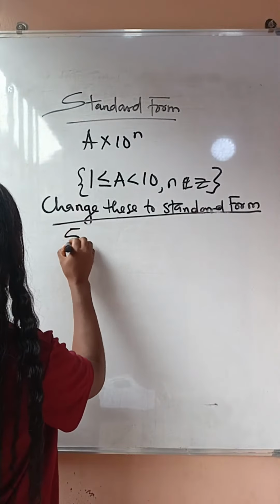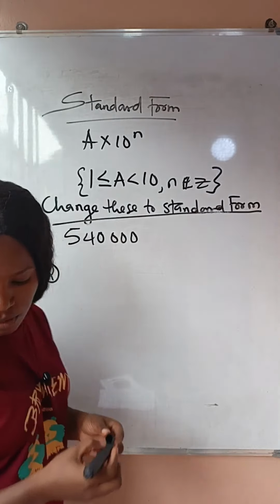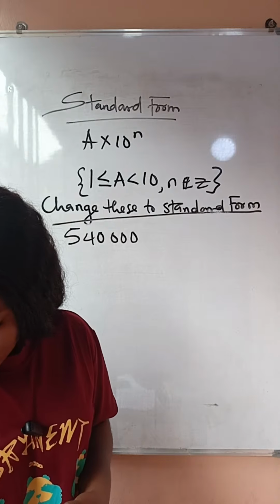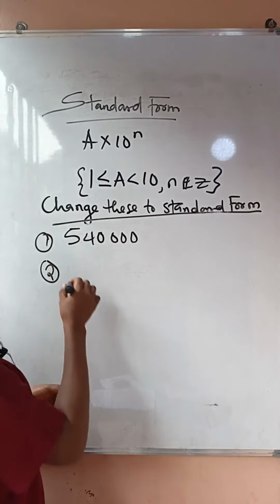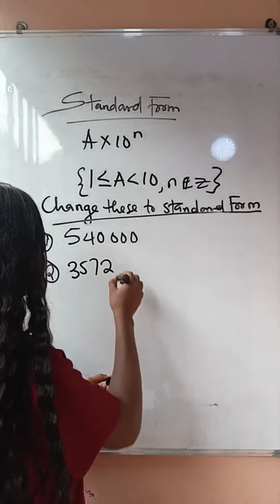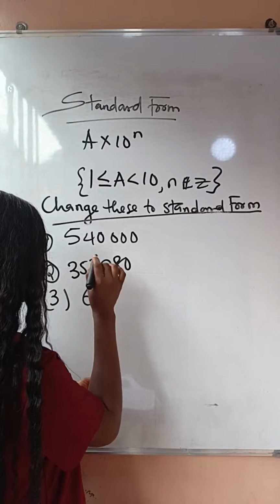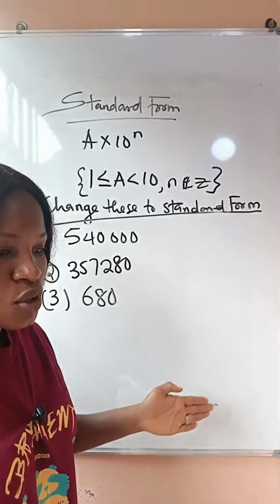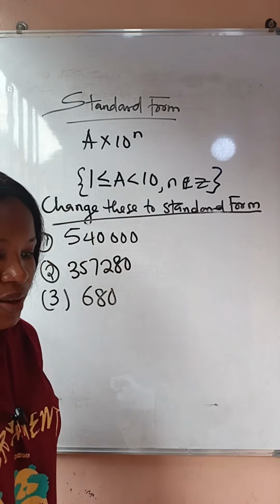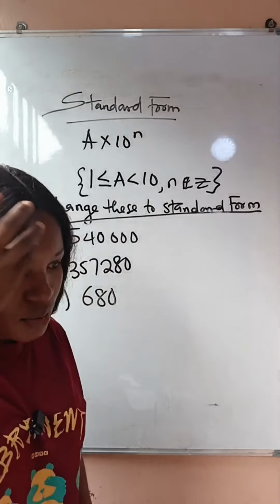We have 540000, number 1. Number 2, we have 357280. Put this in standard form. Number 3, 680. Just 3 of them. It's very easy. Drop the answers in the comments and we move on to the next subtopic. I can see your solutions, so just drop the answer and we will move on.